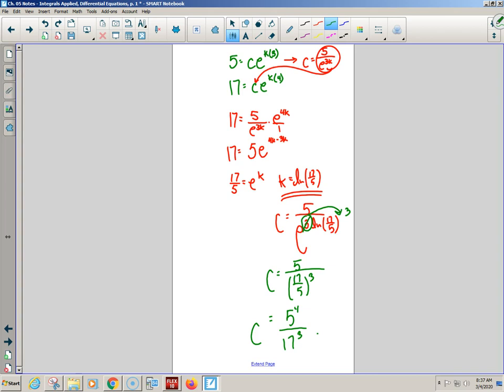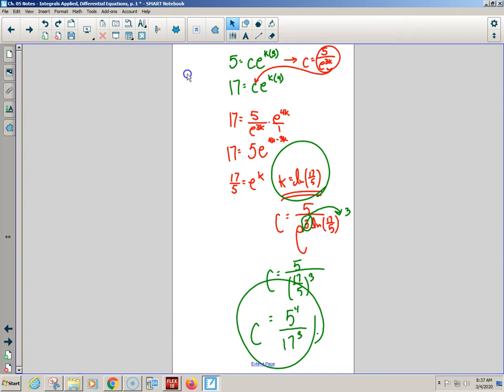17 cubed over 5 cubed, the 5 cubed flips up, or the 5 over 1 is multiplied by the 5 cubed over 17 cubed. Okay, do we have the K? Yes. Do we have the C? Yes. Can we plug them both in and get our original equation to use in whatever way they want? Yes. Are we okay? Yes, we can. All right, let's go play with words then.